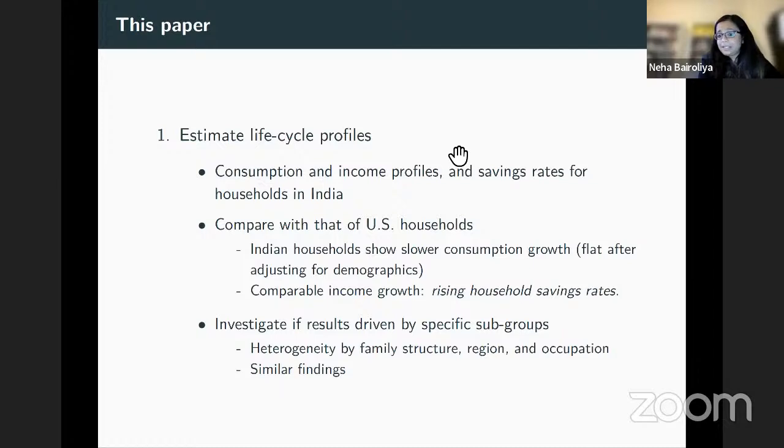And we also look at income, and we see that Indian households, they're not hand to mouth. They observe a significant growth in income over the life cycle, and the two facts together imply that they have a rising savings rate profile. So then we investigate whether these results are driven by specific subgroups, particularly thinking about different family structures, and whether they are driving these differences, or differences over region, like urban, rural, or different occupations. What we find is they also behave in a very similar way, and the flat profile stays.